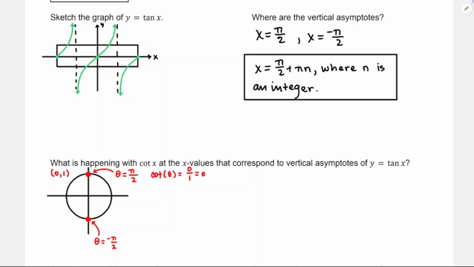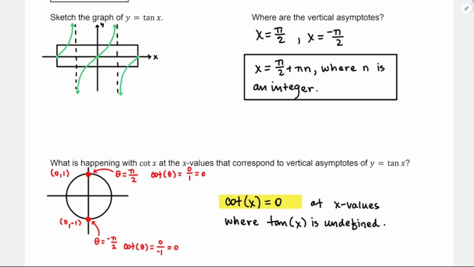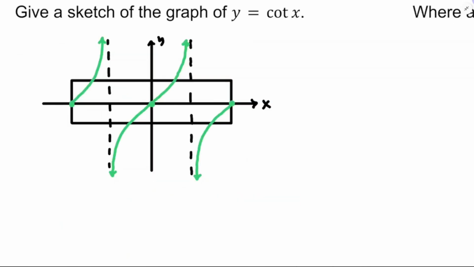And then if I think about what happens at theta equals negative pi over 2, think about the coordinates: cotangent of theta will be the x coordinate divided by the y coordinate, 0 over negative 1, and that's still 0. So what's happening at x values that correspond to the vertical asymptotes of tangent is cotangent is going to equal 0. And then, just like before, places where tangent x equals 0 will correspond to vertical asymptotes on the graph of y equals cotangent x. So keeping with that thought, on the graph of tangent, the zeros become vertical asymptotes for cotangent. Let's plot these here.